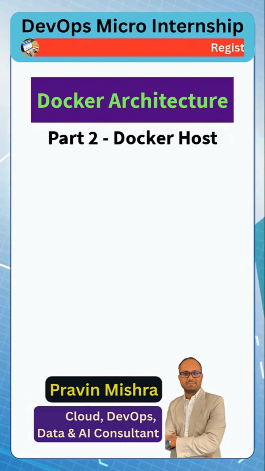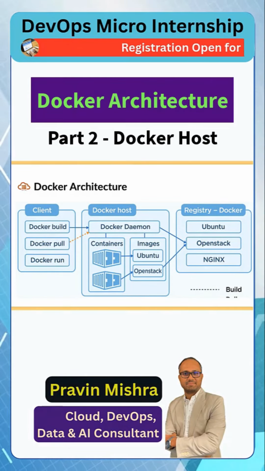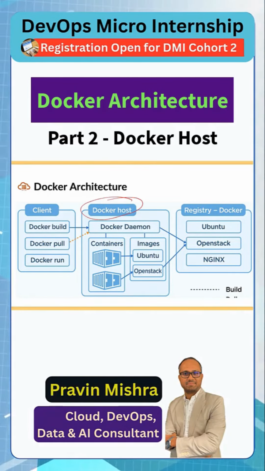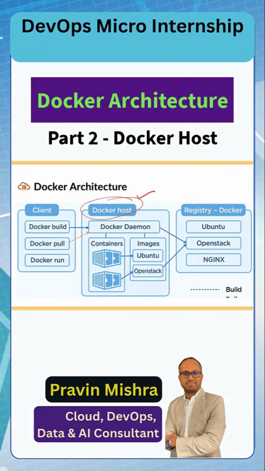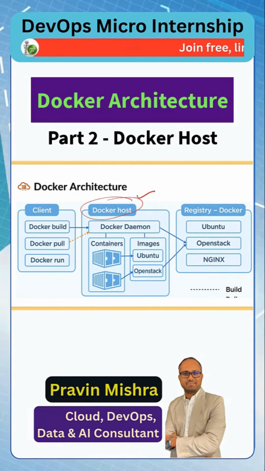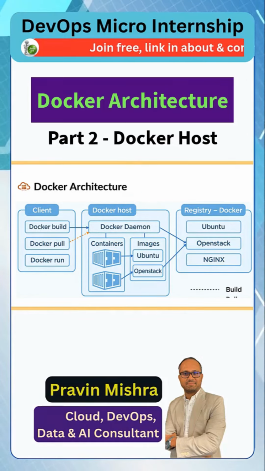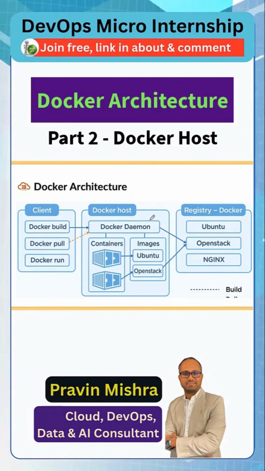Docker architecture. Now, the most important component of Docker architecture is the Docker host. So Docker host is the actual machine. It could be local or remote, where the Docker engine runs and containers get created. And all this happens with the help of the Docker daemon.